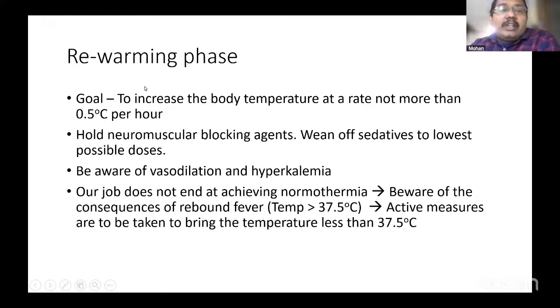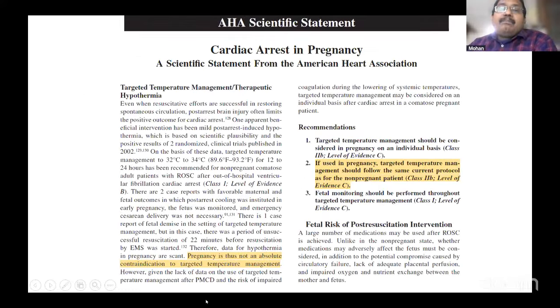So after we are done with the rewarming, our job doesn't end here. We need to understand that rebound fever might happen, and we need to take active measures to bring the temperature less than 37.5 degrees centigrade when rebound fever happens. So, we are going to end by talking about some specific clinical scenarios.